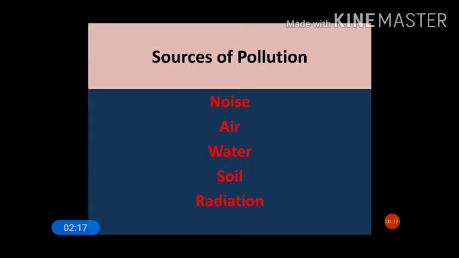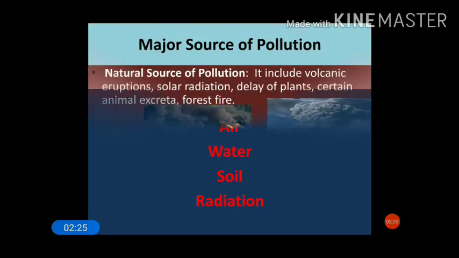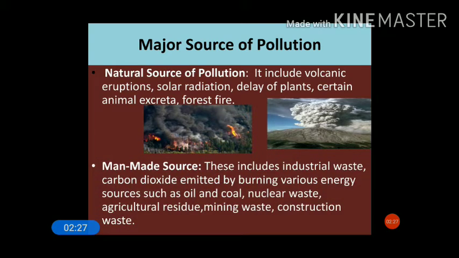The sources of the different types of pollution are broadly categorized into 2 types, considered as the major sources of pollution. They are natural sources of pollution and man-made sources of pollution. Natural sources are obviously natural in origin, especially volcanic eruptions, solar radiation, decay of plants, certain animal excreta and forest fires, which happen naturally in the environment.